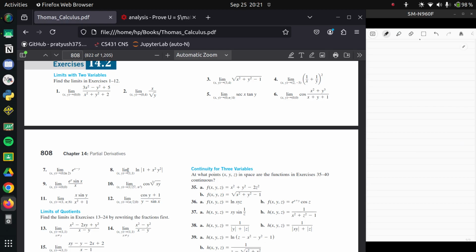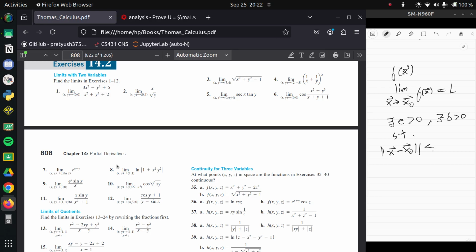So just kind of recap of how it's defined is that if we have a function of multiple variables, like f of x vector, then when we say a limit exists, as x vector tends to x naught vector, the limit of f of x equals L, what you say is that for all epsilon greater than 0, there exists delta greater than 0 such that if the norm of x vector minus x naught vector is less than delta, then that implies that the absolute value of f of x vector minus L will be less than epsilon.